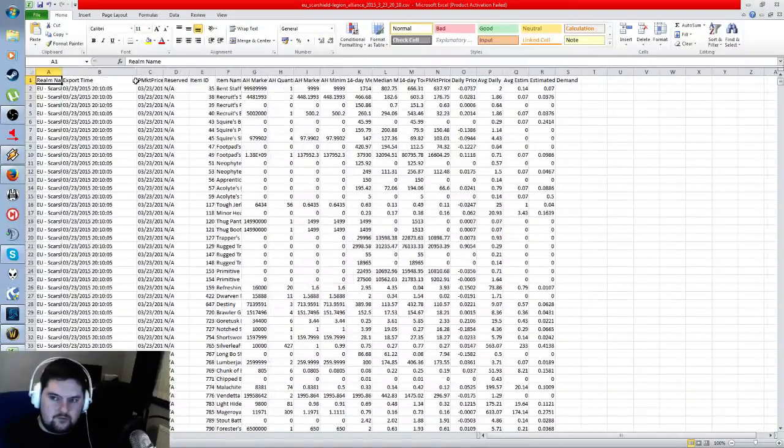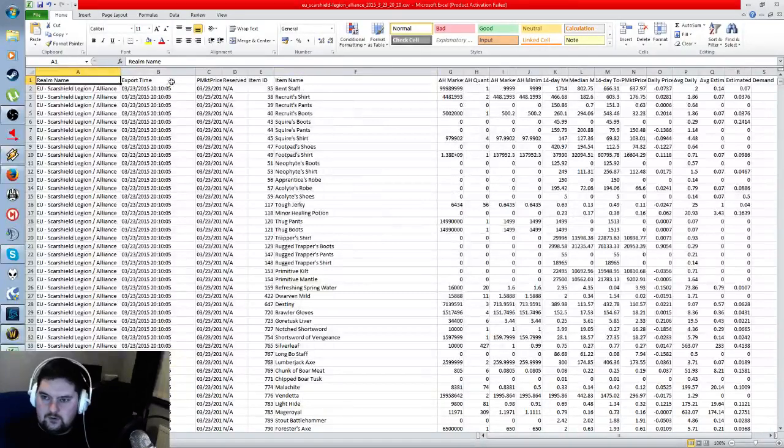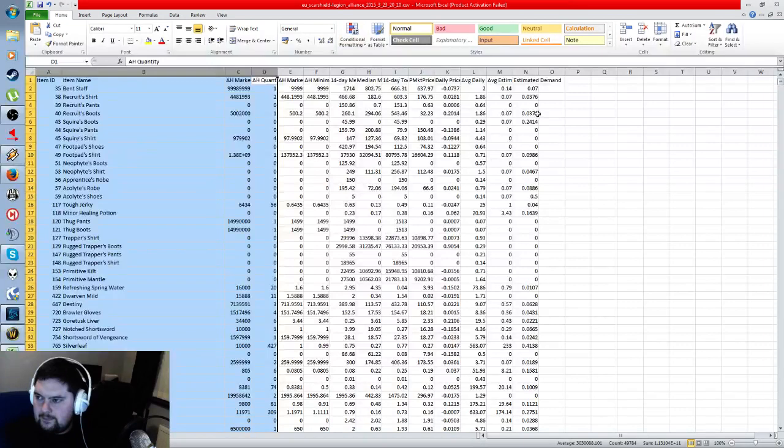So what this does is it tells you all of the different things on your realm. You can see there's the realm there, and here's the items. So I'll get rid of all this stuff to free up some space.